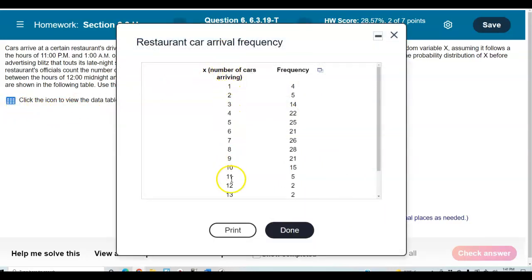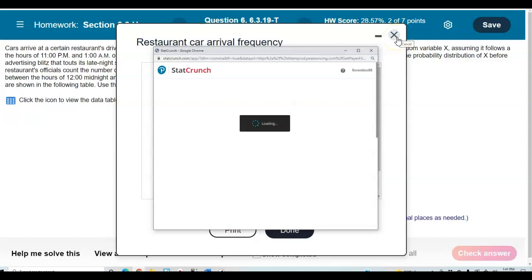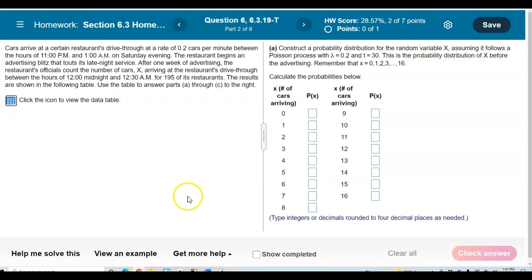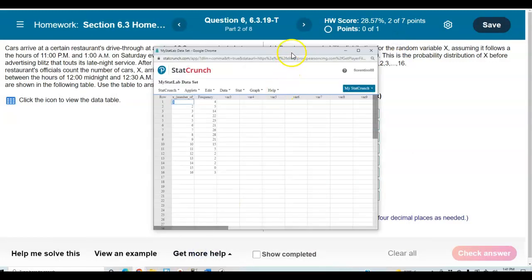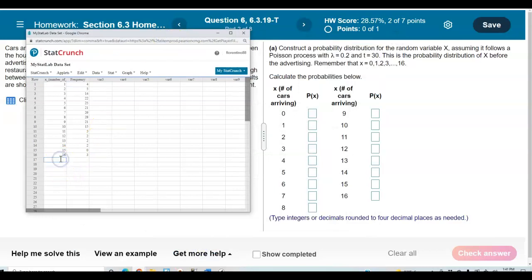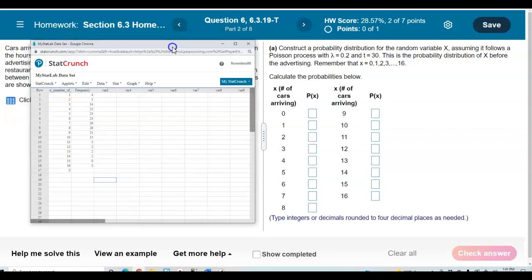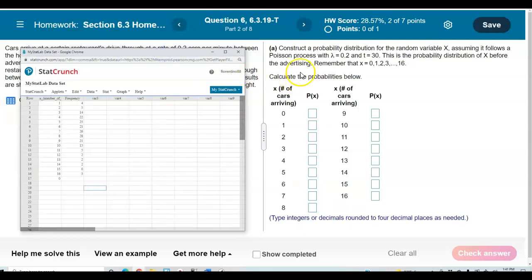So here's the table with the amount of cars arriving. Now notice 0 is not included, so we're going to have to include it when we open it up in StatCrunch. So we're going to open this up into StatCrunch. Okay, so let me go ahead and open that up here. And so then we're going to put 0 all the way down here. And so what we want to do is generate the Poisson probabilities. Now remember that our mean we found is 6.